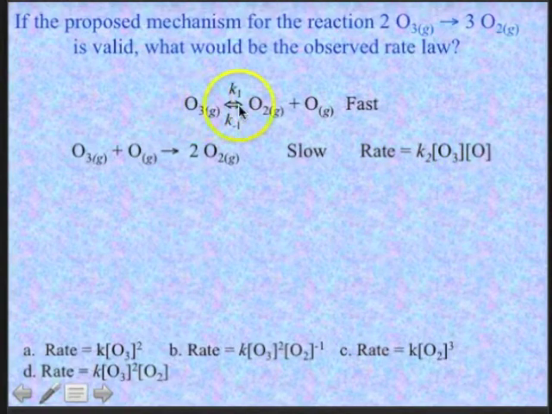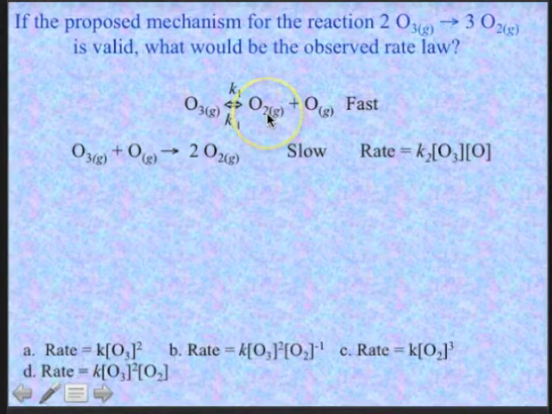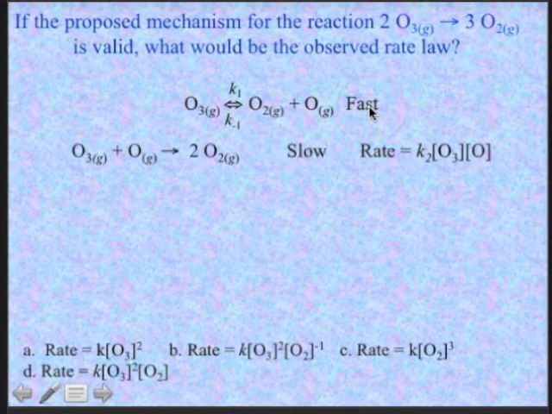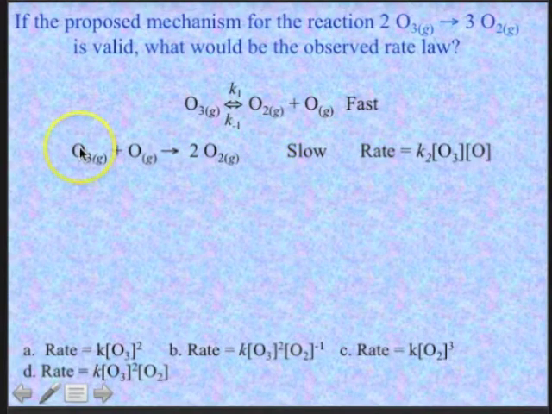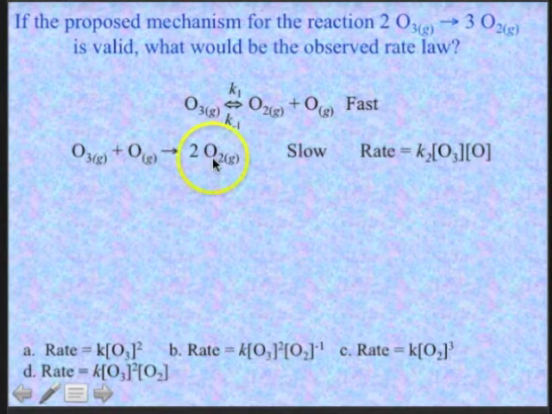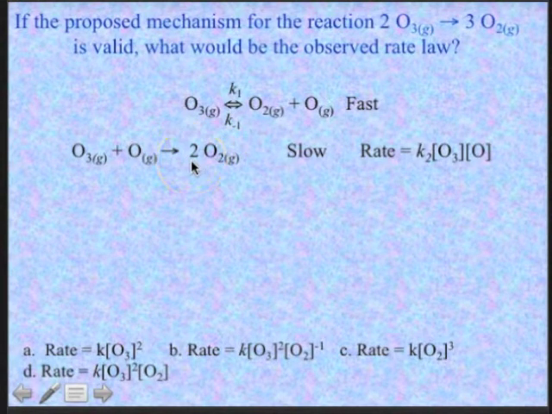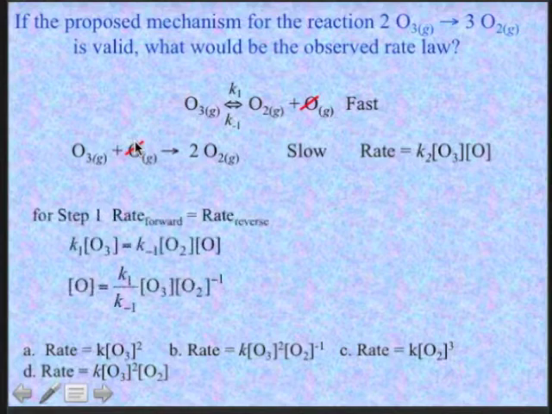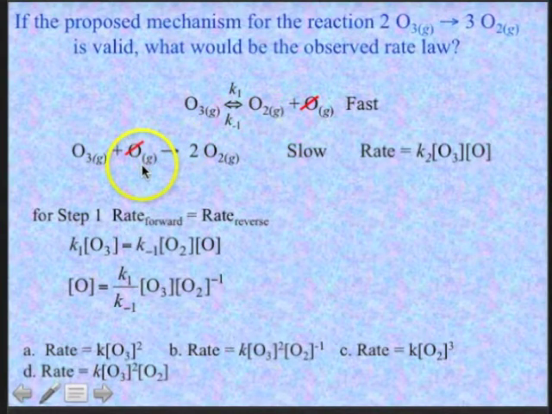So here's another one. You have ozone decomposing to oxygen molecule and atomic oxygen. That's the fast step. And it's followed by the slow step. Ozone reacts with one of these oxygen atoms to form 2 molecules of O2. So the intermediate is the oxygen atom. And when we add them together, we get an overall reaction, and the intermediate is canceled out.